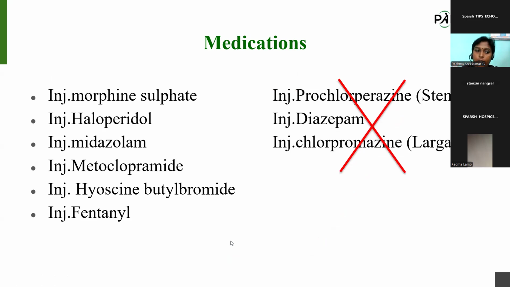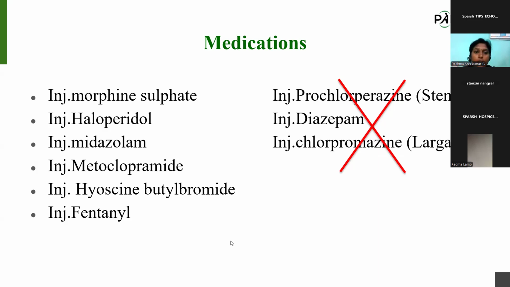Okay. Some of the medications that we can give subcutaneously are injection morphine. We know injection morphine is a common opioid that we use in palliative care settings for pain management and breathlessness management. So we can give morphine subcutaneously. Some other medications include haloperidol, midazolam, and injection metoclopramide. Then injection hyoscine butylbromide, or Buscopan, which we usually give for abdominal pain. And then injection fentanyl.